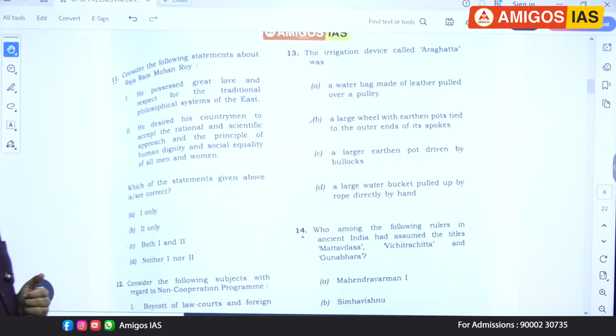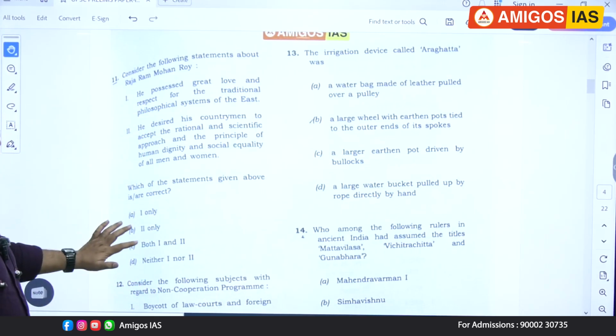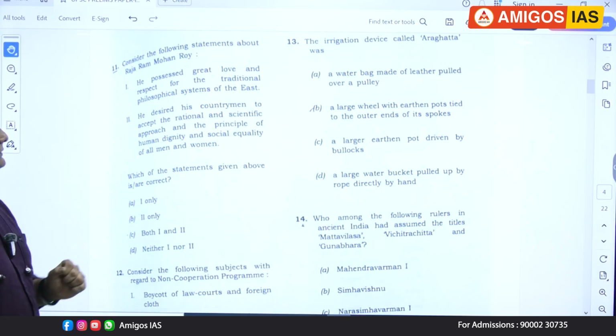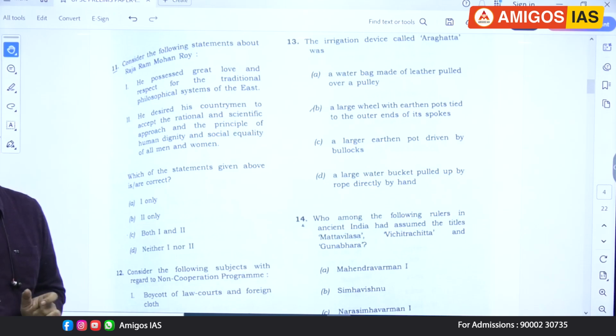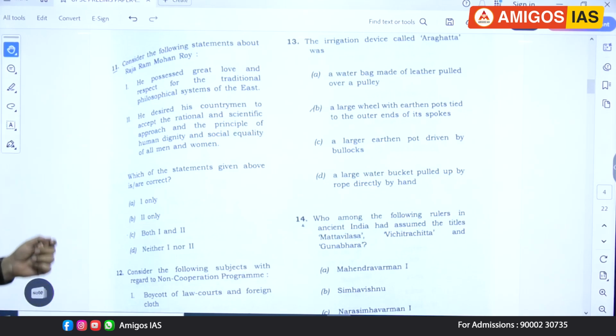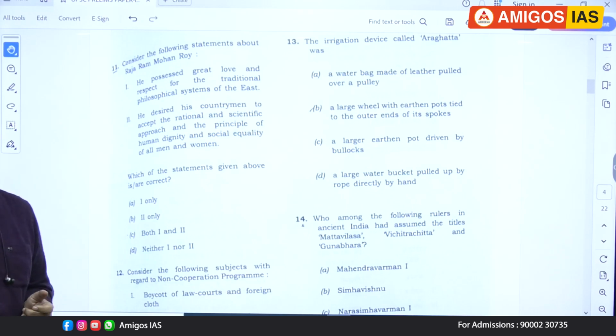The first question is on modern India. The 11th question is about Raja Ram Mohan Roy, and such a straightforward question, you can't ask for an easier one. Okay. There are 2 statements given. He possessed great love and respect for the traditional philosophical systems of the East. Of the East means we, Indians. The West means the Westerners, the Britishers. So definitely, he had a great liking for this country's civilization, although he was very much aware of some defects in our culture. So that makes statement 1 correct.